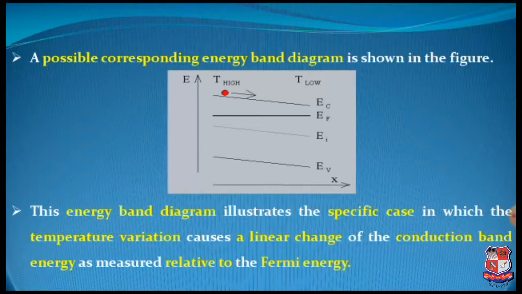With the decrease in temperature, we can see a slight bending of the conduction, intermediate, as well as the valence band. But the important thing we have to focus on is that there is no change in the position of the Fermi energy level. This energy band diagram illustrates the specific case in which the temperature variation causes a linear change of the conduction band energy as measured relative to the Fermi energy.